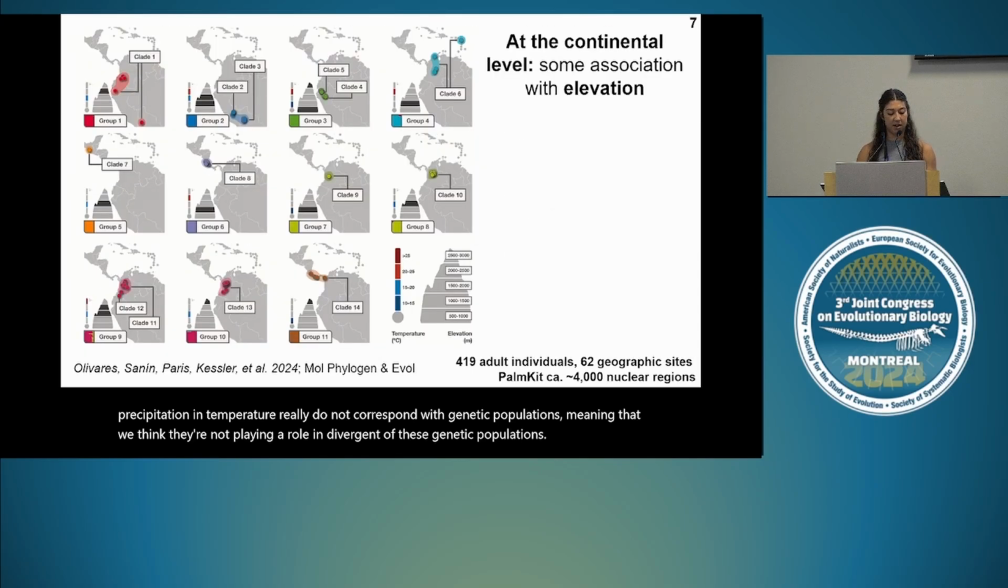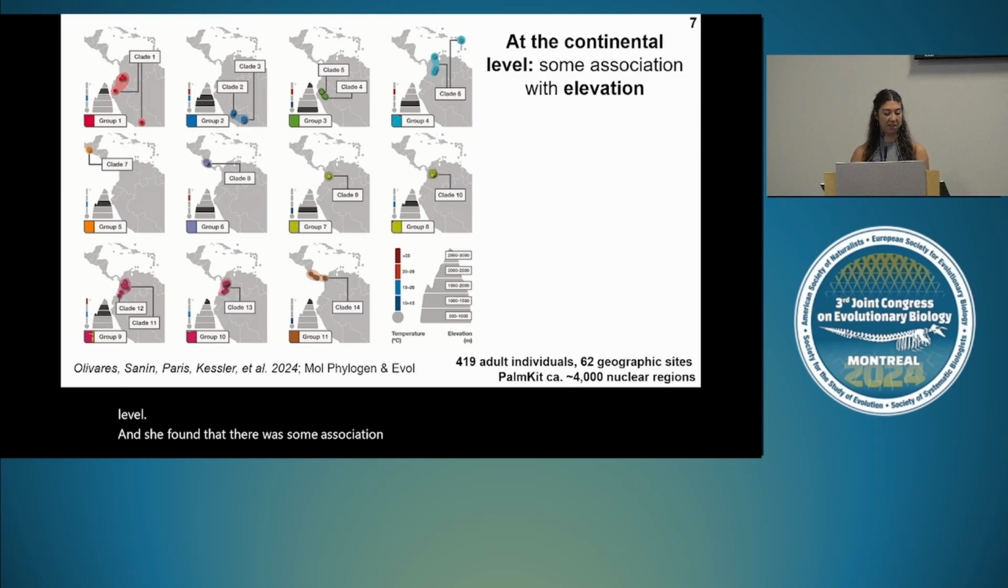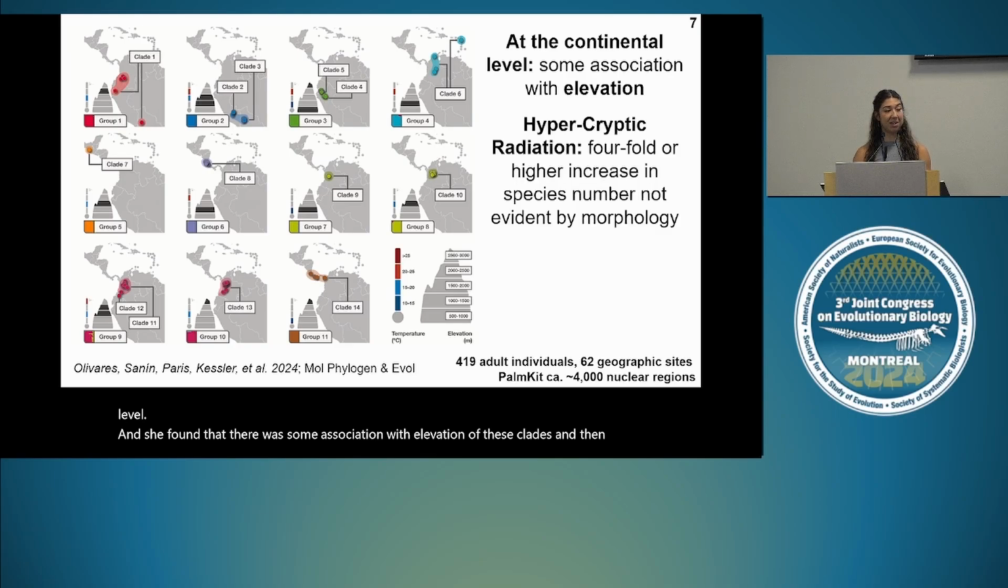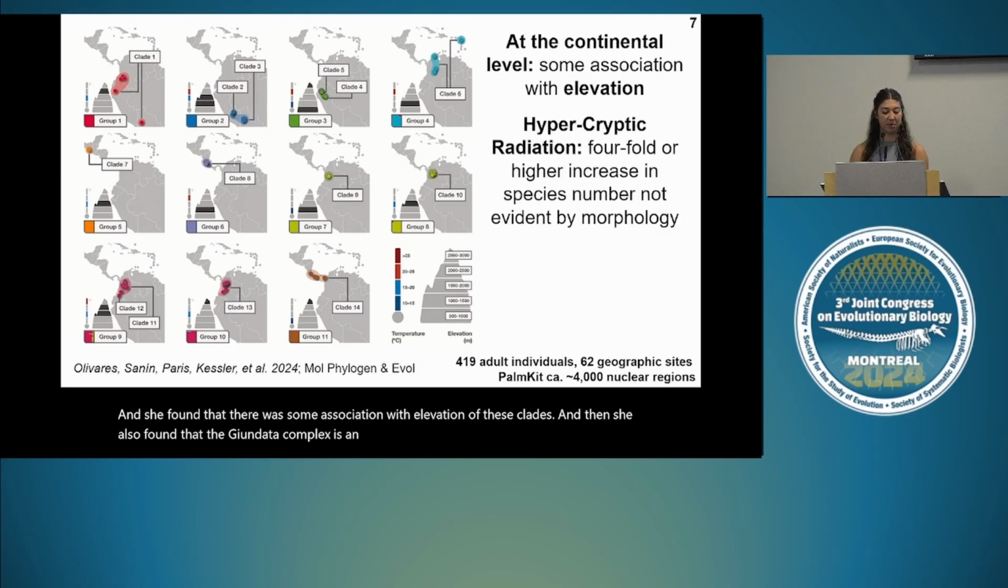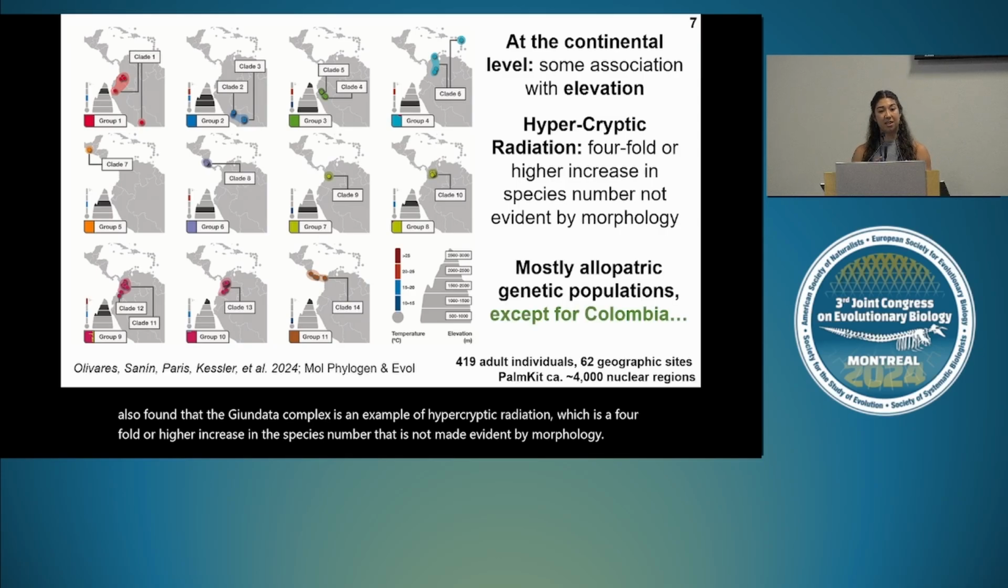And earlier this year, a collaborator, Ingrid Olivares, published a paper that looked into the genetic population structure of the G. undata complex at the continental level. She found that there was some association with elevation of these clades. She also found that the G. undata complex is an example of hypercryptic radiation, which is a fourfold or higher increase in the species number that is not made evident by morphology. Broadly, the clades or genetic populations of the G. undata complex are showing more allopatric distribution, except for those clades that are distributed in the northern Colombian Andes.